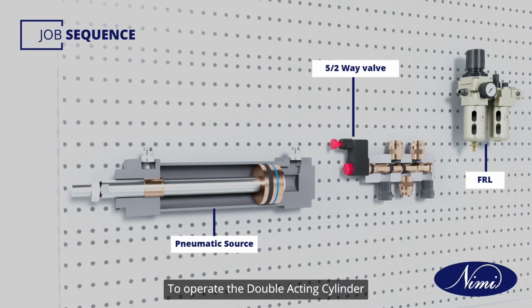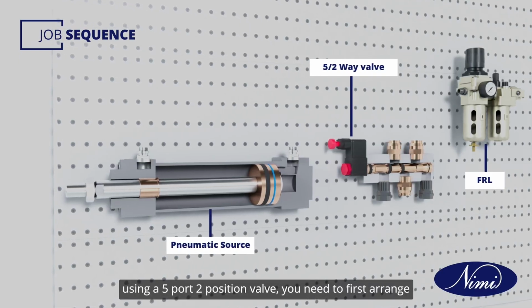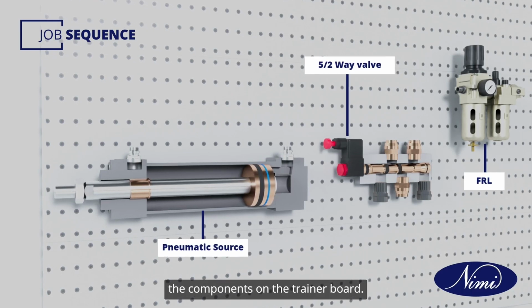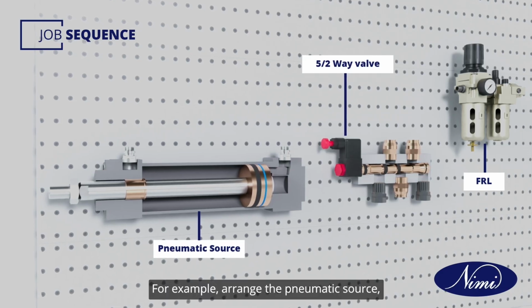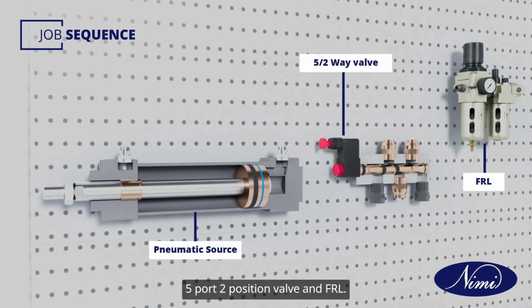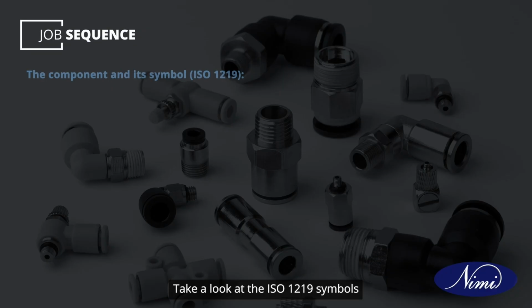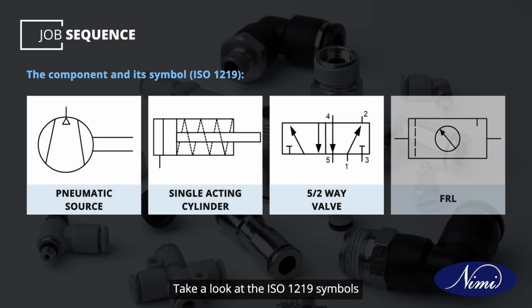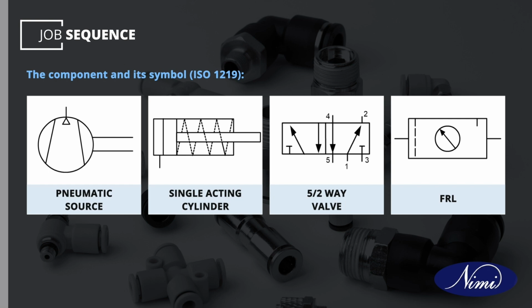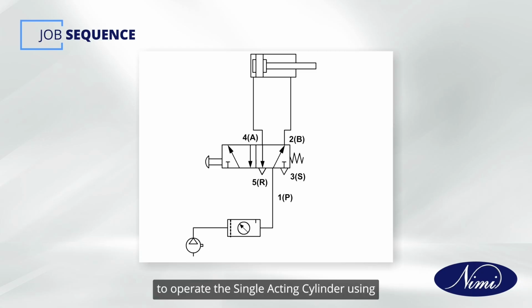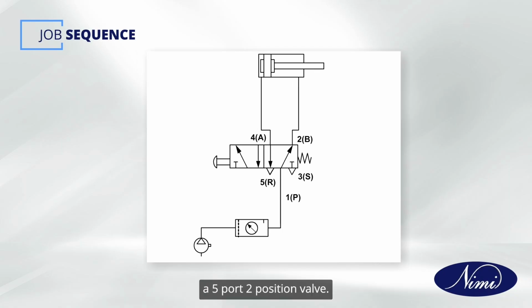To operate the double-acting cylinder using a 5-port 2-position valve, you need to first arrange the components on the trainer board. For example, arrange the pneumatic source, 5-port 2-position valve and FRL. Take a look at the ISO 1219 symbols for the components displayed here. Here is the circuit diagram to operate the cylinder using a 5-port 2-position valve.